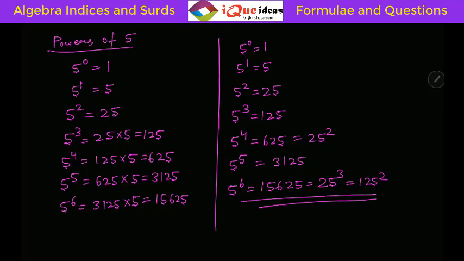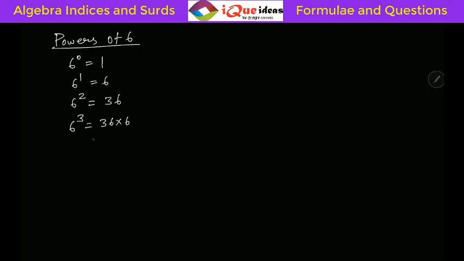Let's look at the powers of 6 and 7 now. Now, powers of 6, if you see, 6 is a big number, so we will not take many powers. Let's take up to 6 raised to the power 4, right? Let's say 6 raised to the power 0 is equal to 1. 6 raised to the power 1 is equal to 6. 6 raised to the power 2 is 6 into 6, that is 36. 6 raised to the power 3 is 36 into 6, which is 216. Alright, so 6 raised to the power 4 is 216 into 6, that is 1296.